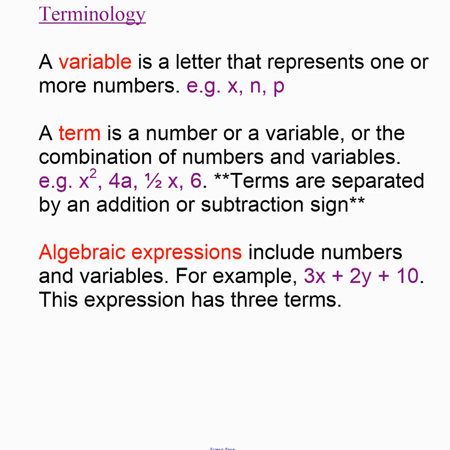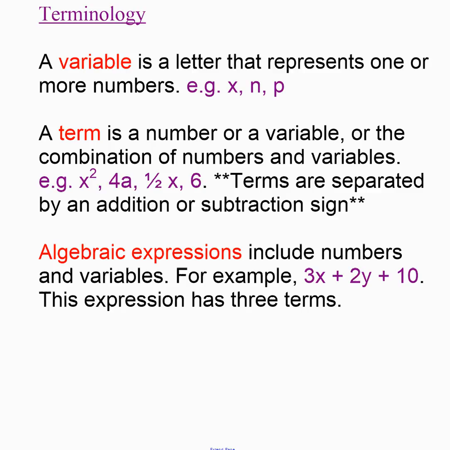Every different letter is a different number. So x would be a different number than n, but really x could be anything. It could be any number, and n could be any number. Then you have terms, and terms are numbers, variables, or a combination of some numbers and variables together. And terms are what make up an equation or an expression. And terms are going to be separated by adding or subtracting.